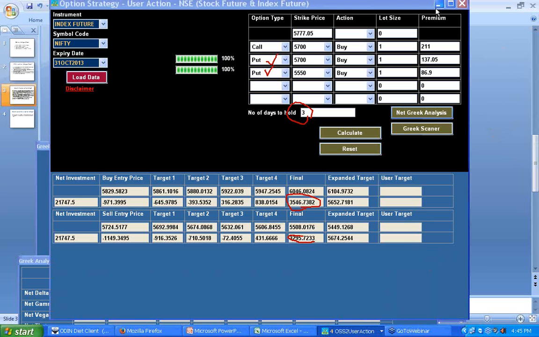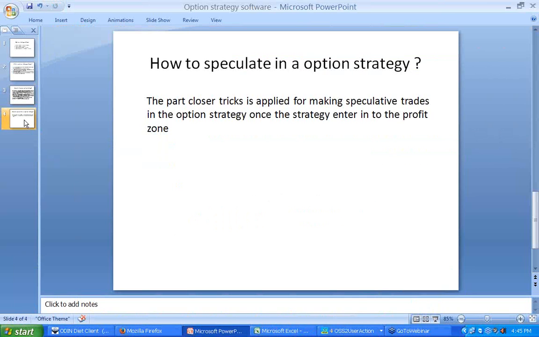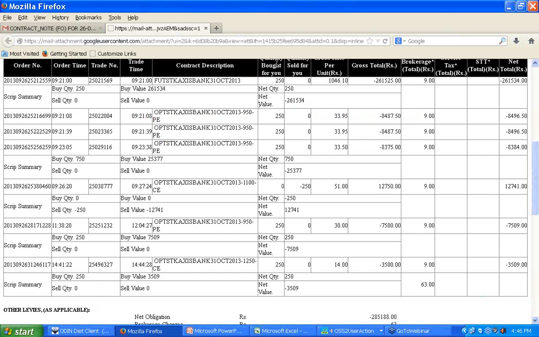Now let me move to a specific strategy, a real strategy which was initiated by me, on how to speculate in an option strategy. The part closure trick, or the part closure method, is applied for making speculative trades in option strategies. Once the strategy enters the profit zone, only then can you do it. So I did it in this order. I derived the time value also and neutralized certain things.